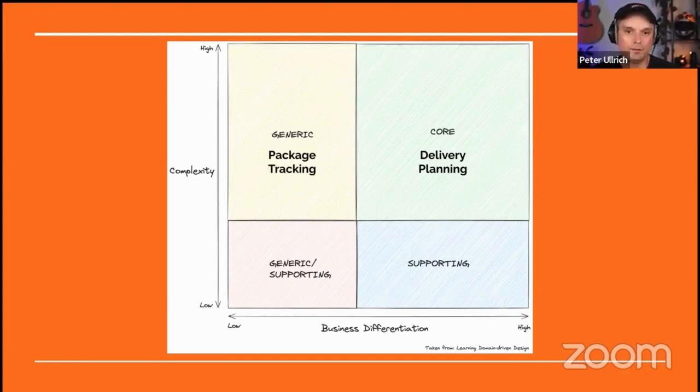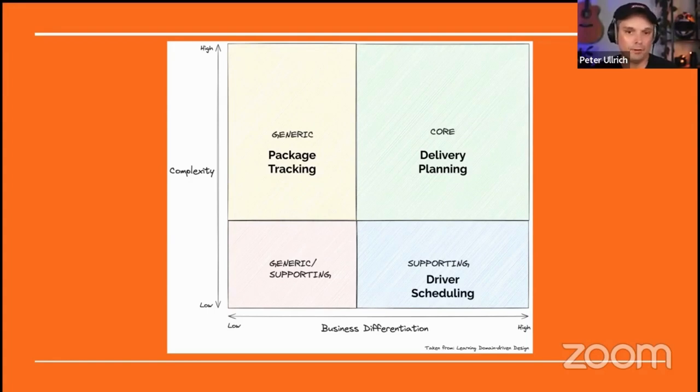Now, the next one, like package tracking, it is a complex problem, but there are already solutions out there that solve it for us, and other people have solved it, and there are things we can buy. We can buy a tracking system and just use it. So it is very complex, but it doesn't give us any advantage as a business. So we should buy it if we can, or use it. Authentication is one example. If you create a Phoenix application, you can just create an authentication service out of the box. You don't want to think twice about it. Just use it, adopt it, and forget about it.